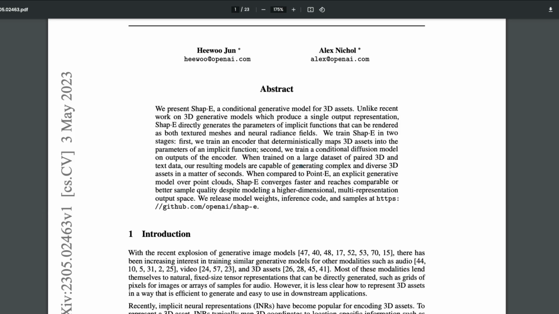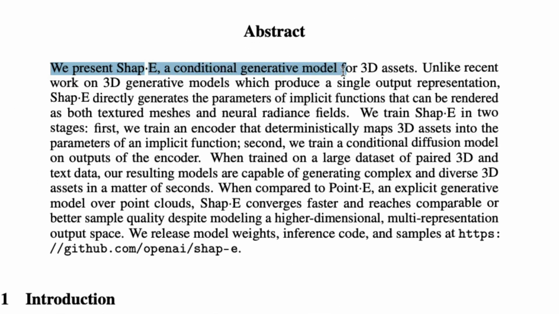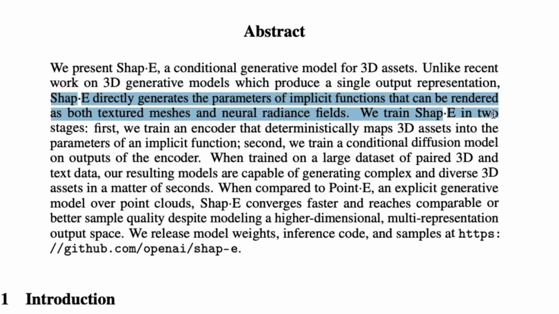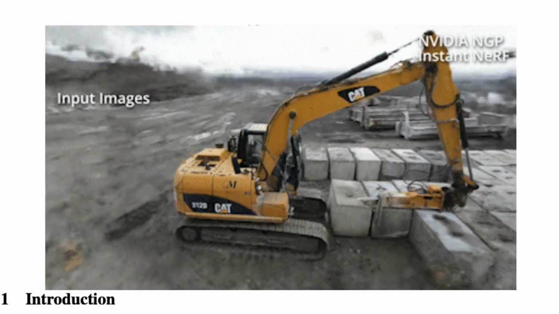So how is SHAP-E different from the existing model? That was the first question that came to my mind, and the paper very clearly presents that. "We present SHAP-E, a conditional generative model for 3D assets. Unlike a recent work on 3D generative models, which produces a single output representation, SHAP-E directly generates the parameters of implicit functions that can be rendered as both textured meshes and neural radiance fields."